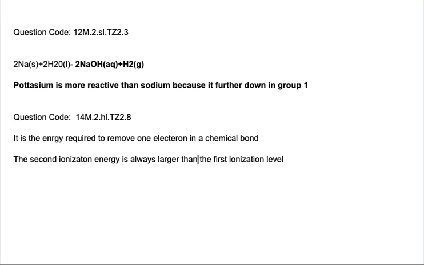Why is that? Because the second ionization energy requires even more energy to remove an electron from a cation in a gaseous state. So we can conclude that there is always the first ionization energy, which, as we talked about, is the energy required to remove one electron from a neutral atom in the gaseous state.